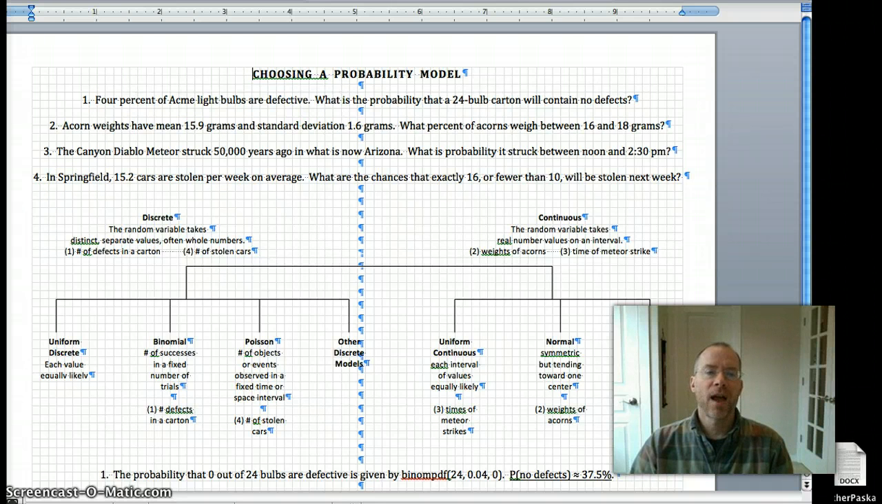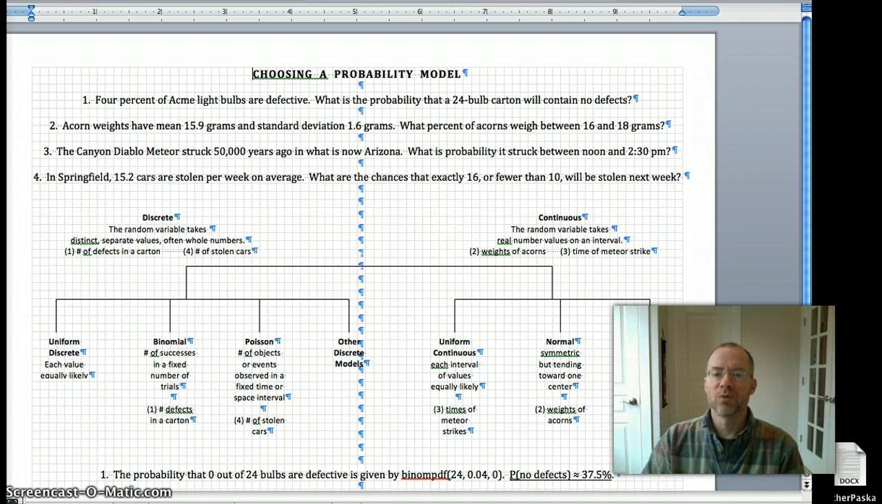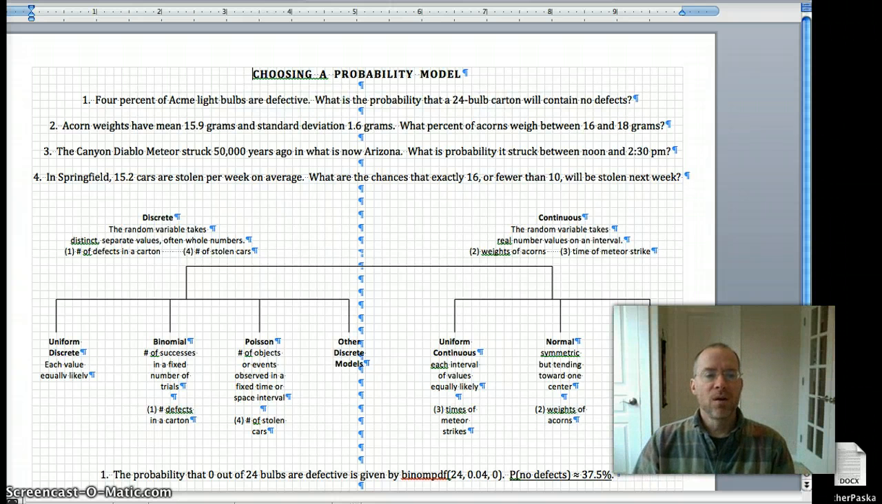Okay, 4% of Acme light bulbs are defective. What's the probability that a 24 bulb carton will contain no defects? Acorns weigh a mean of 15.9 grams with a standard deviation of 1.6 grams. What percent of acorns will weigh between 16 and 18 grams? The Canyon Diablo meteor struck 50,000 years ago in what is now Arizona. What's the probability that it struck between noon and 2:30 p.m.?